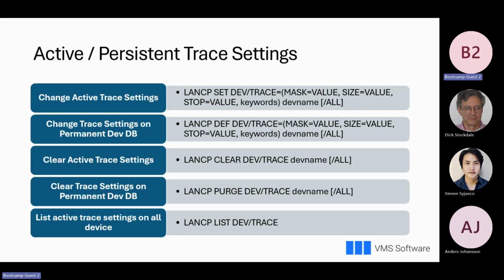Next is the clear active trace. This just clears the existing or active trace setting that you have. So it's paired with the first command we have here. Now, if you do a clear or a purge, it would also clear your buffer. So any trace entry that you have would be completely erased. So be careful using the command if you're actively tracing something. Clear active trace just clears your active trace setting. Then the purge command would clear the setting on the permanent database.